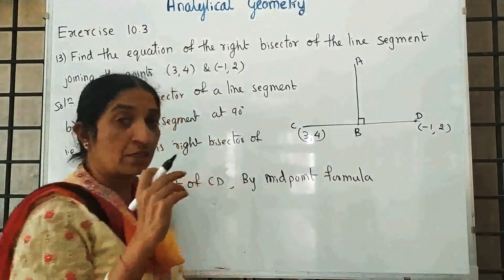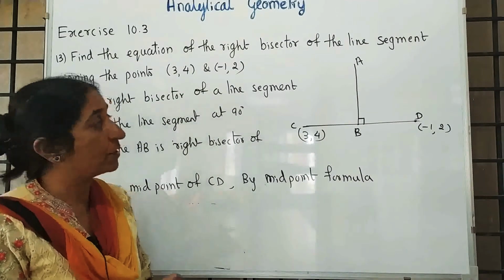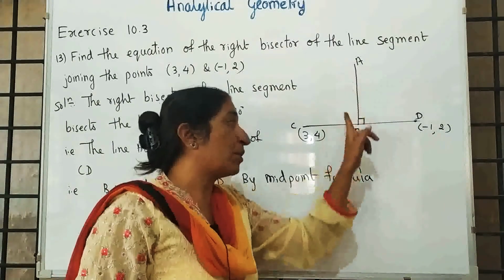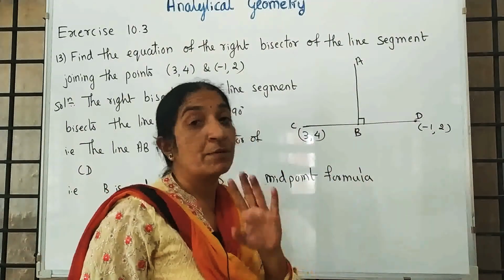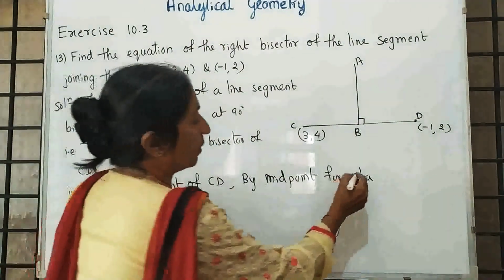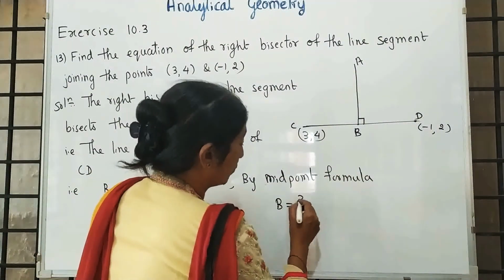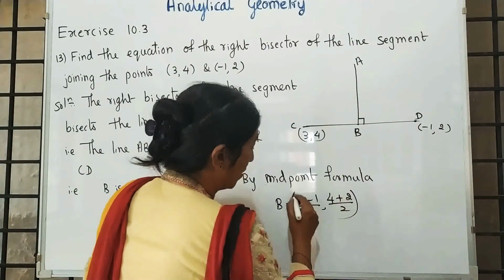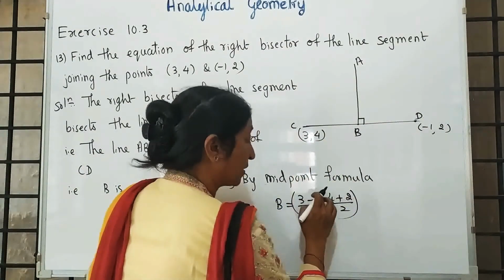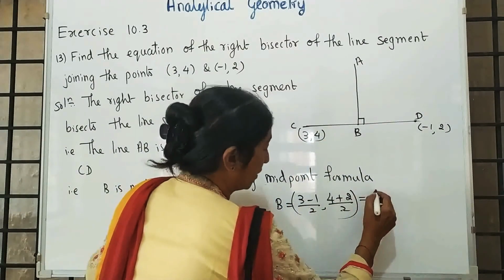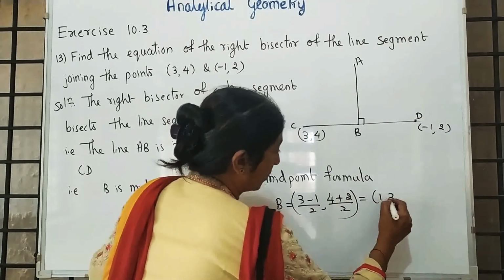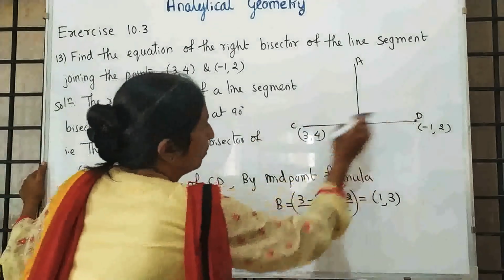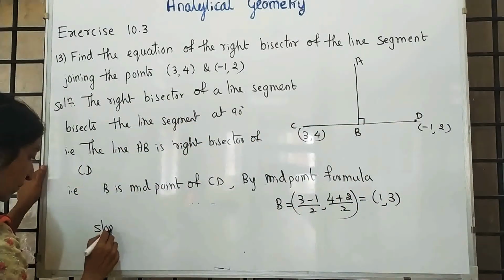if you read the question carefully, half of the solution comes in the question itself. AB is a right bisector, that means it is perpendicular to CD and B is the midpoint of CD. So by using the midpoint formula, find B. B is equal to (3 minus 1) divided by 2, (4 plus 2) divided by 2, that is x1 plus x2 by 2, y1 plus y2 by 2. 2 by 2 is 1, 6 by 2 is 3. Now we know the point B and we can find the slope of CD.